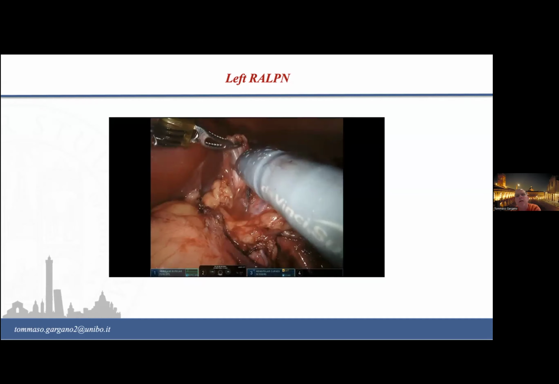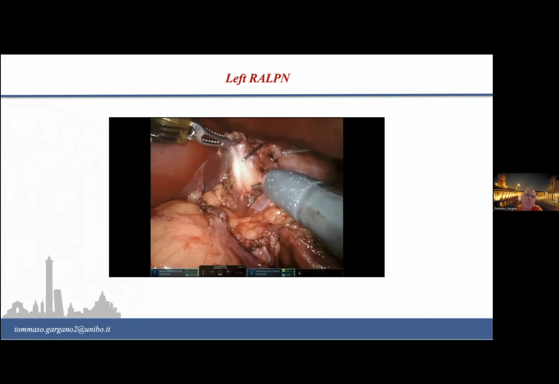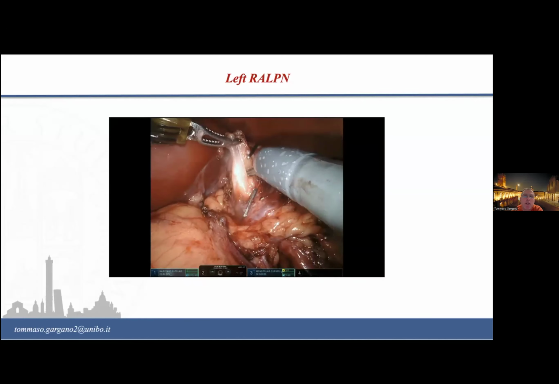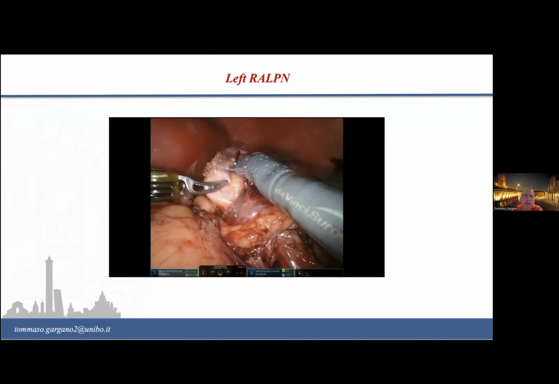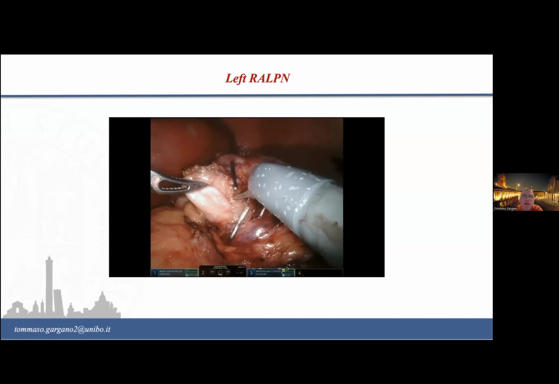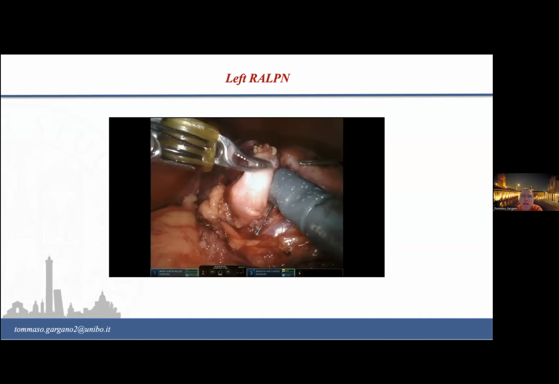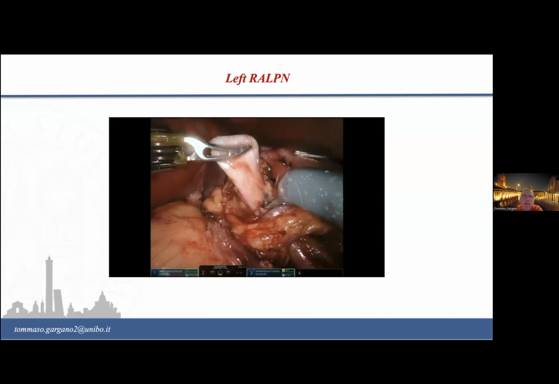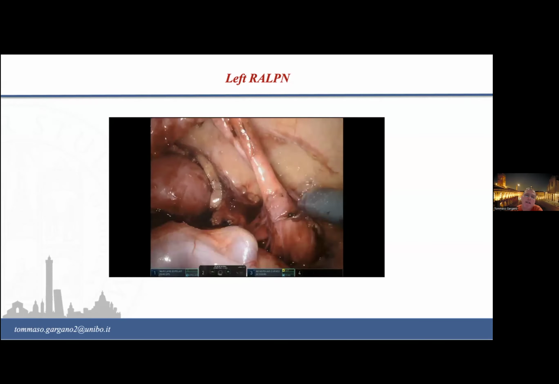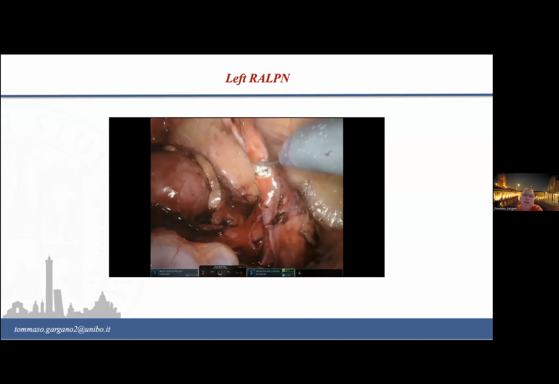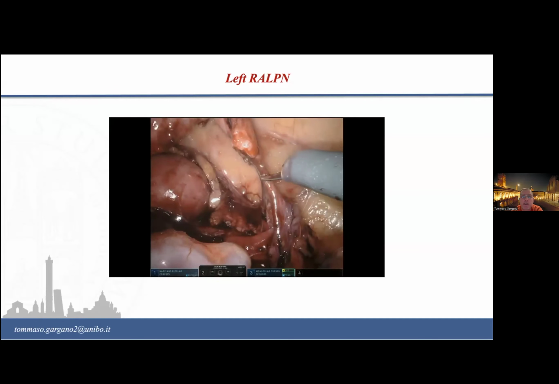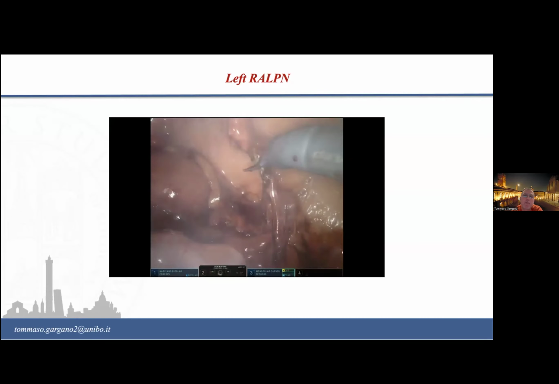So we proceed with isolation of the proximal ureter of the upper moiety. We isolated the proximal part, the hemostasis, and after that the management of the distal part of the ureter, which is divided, resected, as long as possible. You can see the hemostasis.